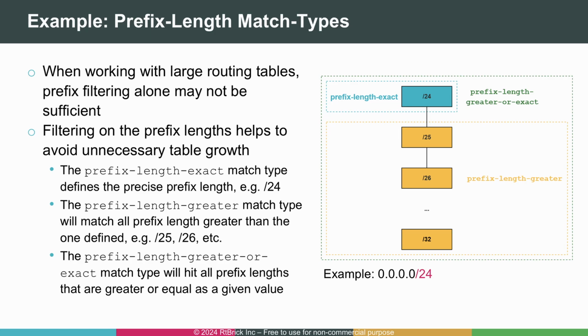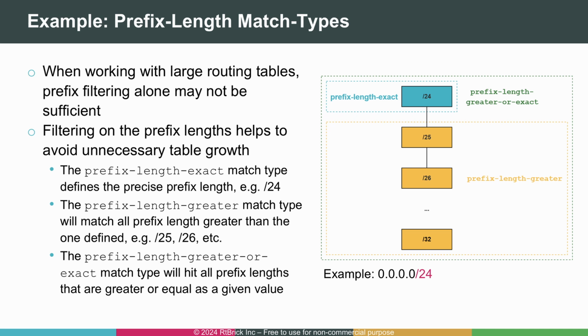With prefix length matching, the prefix itself doesn't matter, only the length is evaluated. So, for example, 0.0.0.0/24 and 10.1.0.0/24 would have the same effect, because only the /24 part is used in the match.